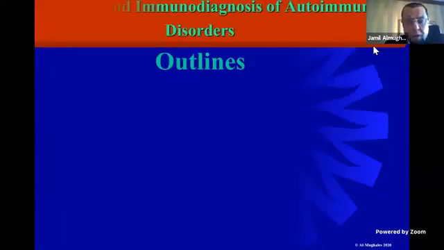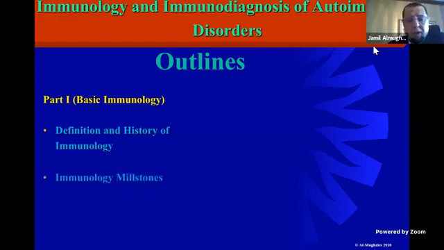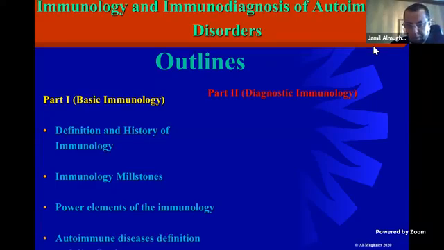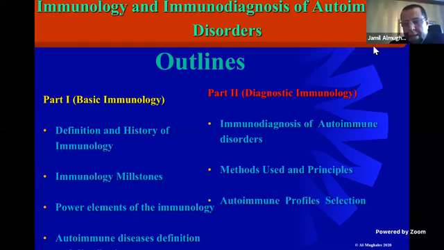The outline of my talk: I will start briefly with the definition and history of immunology, immunology milestones, power elements of the immunology, and then the autoimmune definition. In part two, I will concentrate on immunodiagnosis of autoimmune disease, methods used, and autoimmune profile selection. And I will give you important case studies in autoimmune disorders.